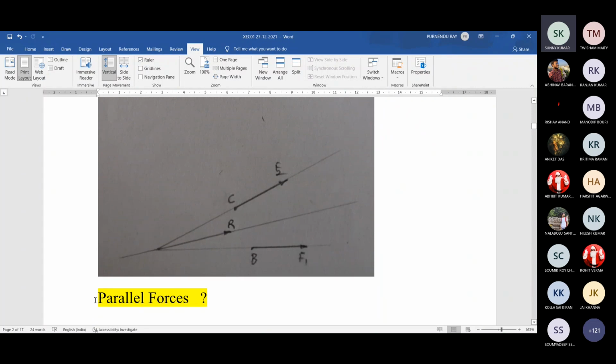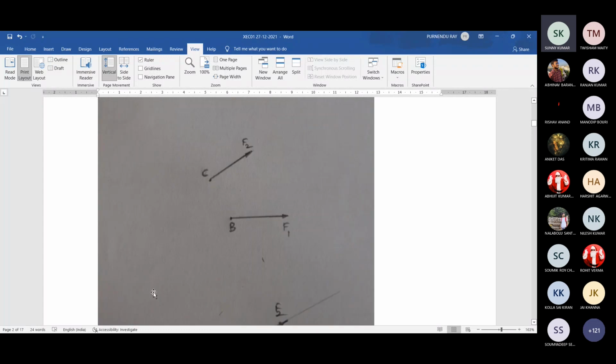Now you just think about parallel forces. When we have two parallel forces, suppose at B one force F1 is acting, and at C the force F2 is not inclined to F1, it is parallel to F1. Then in that case, what about the magnitude of the resultant? F1 plus F2, fine. But geometrically, how can we understand that it is F1 plus F2?